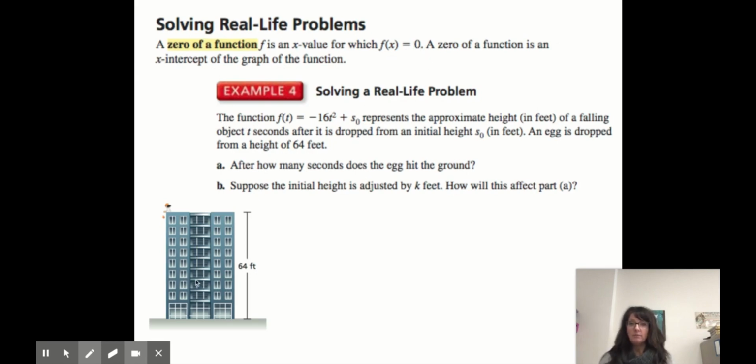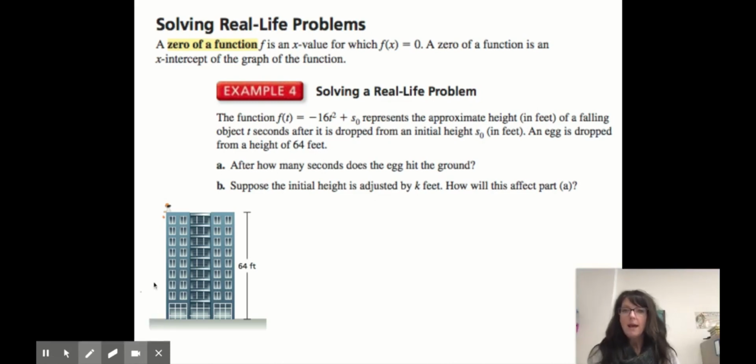So in this function, it looks like you have a person that's dropping something. The function negative 16t squared plus s sub 0 represents the height in feet of a falling object t seconds after it's dropped from the initial height of s sub 0 in feet.